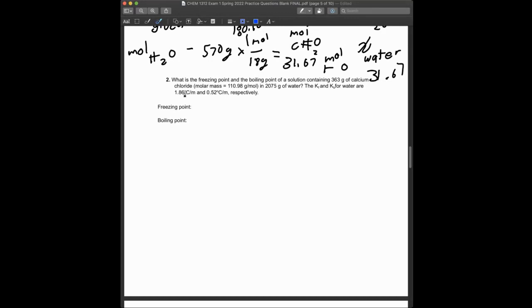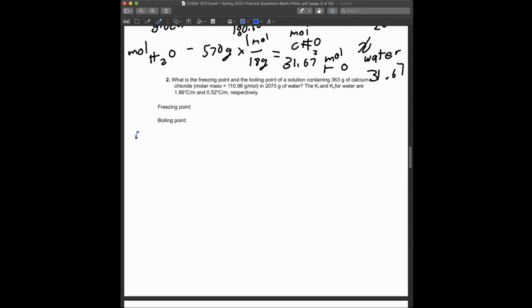Okay. So number 2: what is the freezing point and the boiling point of a solution containing that many grams of calcium chloride and a given mass in grams of water? You're given the Kf and the Kb values. It's going to be a lot here, so let's find the freezing point first, because it's the first one.